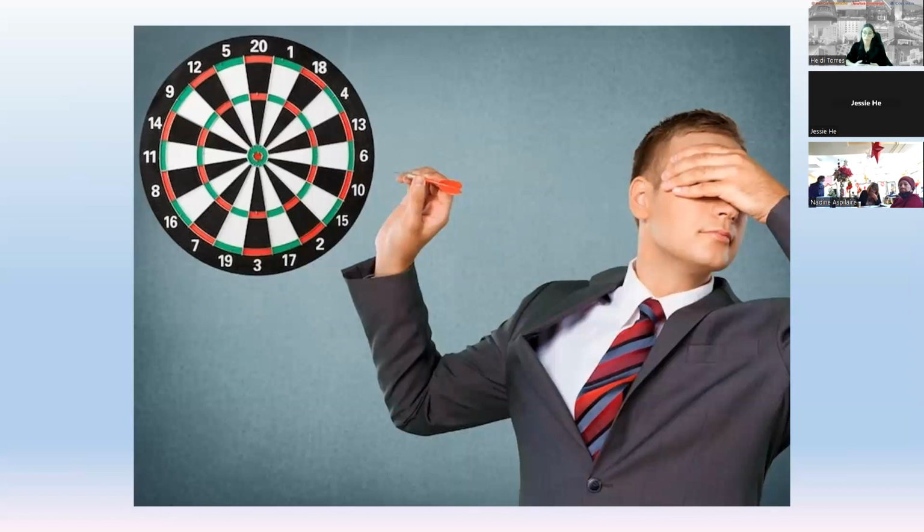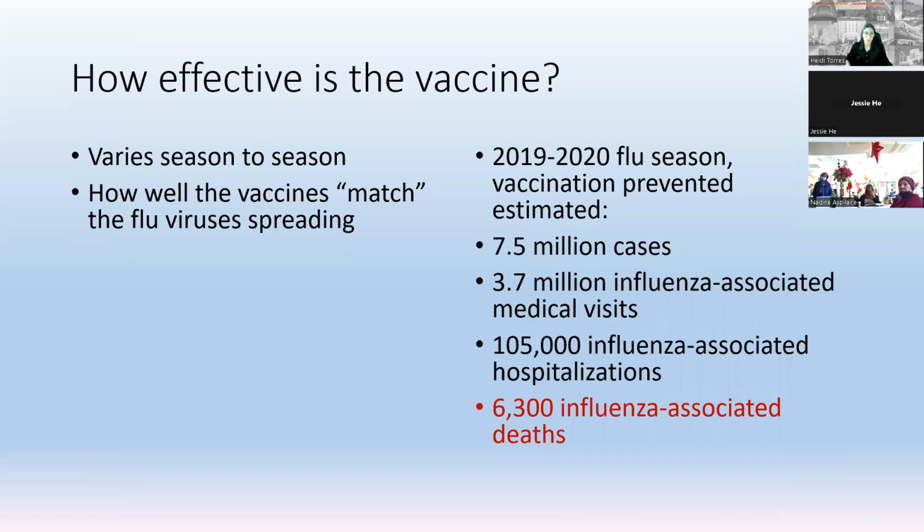And another thing to remember is that even a vaccine that is only 50% effective sometimes, if it can lower the cases by 50%, that is still tons of deaths that we prevent, tons of hospitalizations that we prevent, tons of infectious complications from the flu that we prevent, and so on and so forth. So how effective it is does vary season to season, depending on how well the vaccine matches with what spreads.